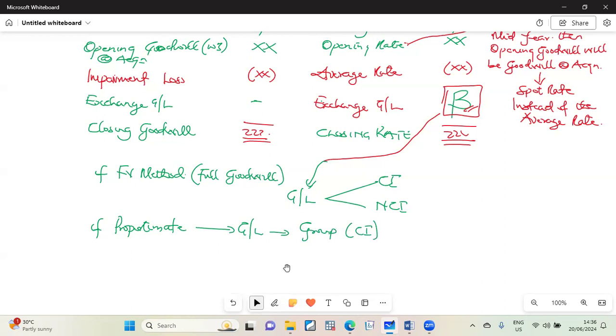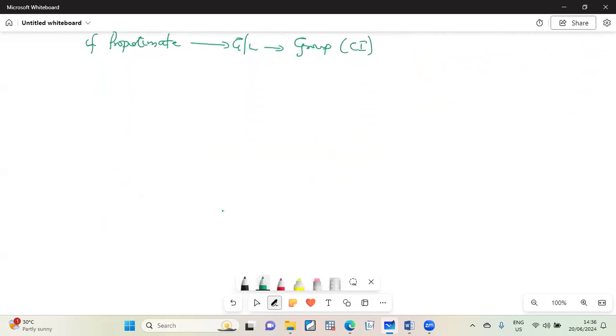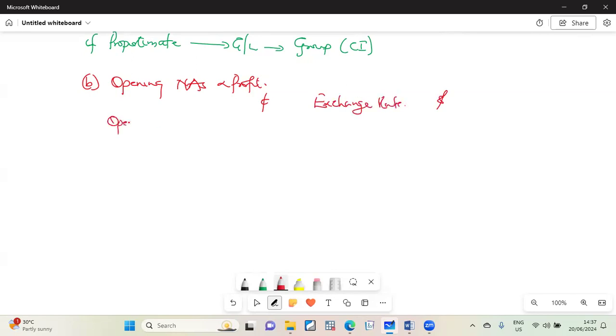Your workings B also is on the profit and the opening net assets. So opening net assets and profit, you do it together. That one too, you have your CD sign, you have your dollar sign, in between is the exchange rate. All right, then you have the opening net assets, and you slot it here. You use the opening rates.